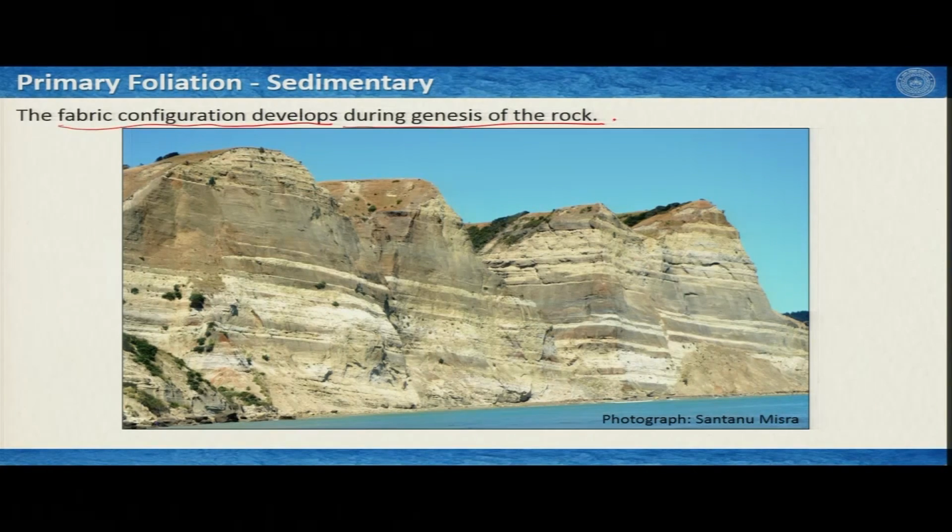So, what you see here is a carbonate terrain. These are carbonates and these are some shelly rocks, the dark gray ones, and you see that these layers are sedimentary layers. They were deposited at one point of time and now they are lithified. So, this is a primary foliation.